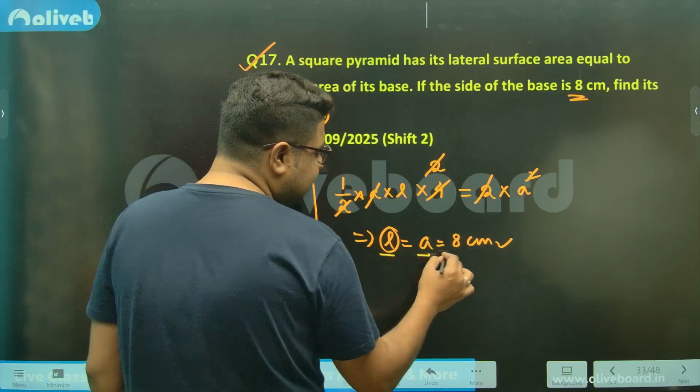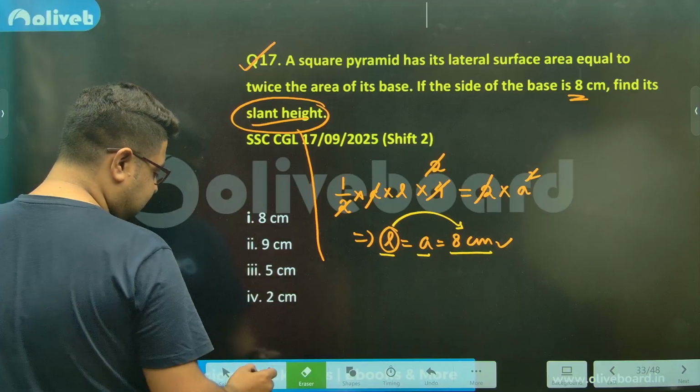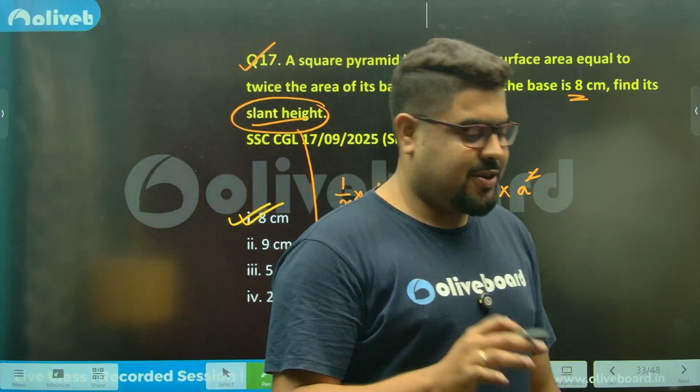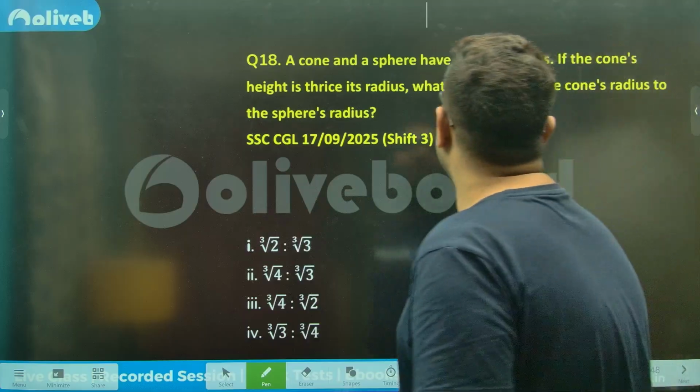And this is exactly what we have got. L equal to A is 8. So L is the slant height that we already got, sir. Why in the world am I thinking so much? Sorry, extremely sorry. Sir, let's move to the next one.